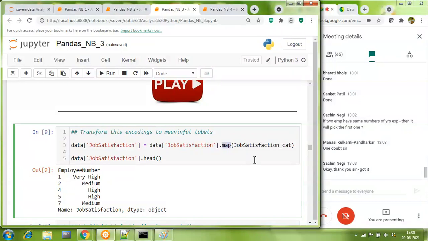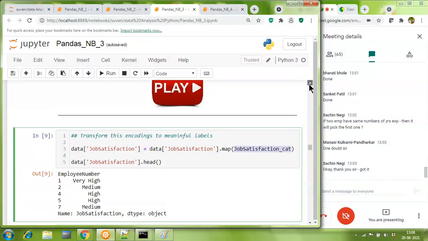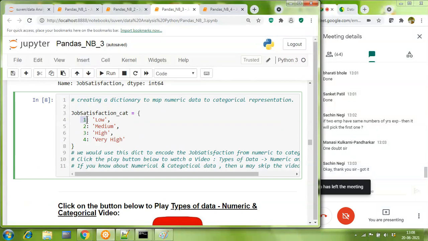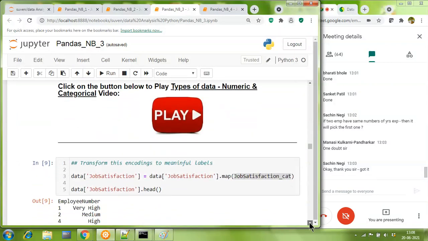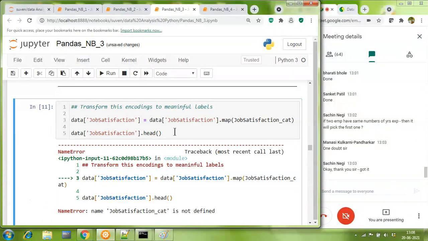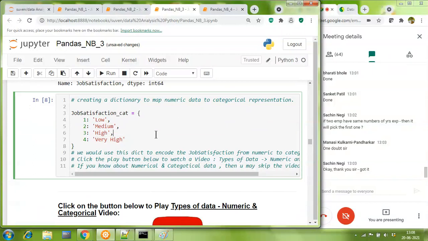So over that series called job satisfaction, you apply the map, and to the map you do nothing, just give the dictionary. That's it. Map will start mapping every one to a value low, every four to a value very high, and so on. If I run this code, remember, don't run this code twice, run it only once. I forgot to run my previous cell, I'm sorry.